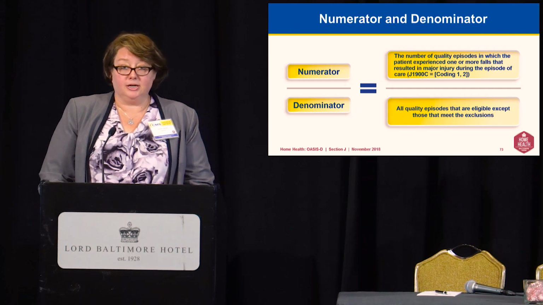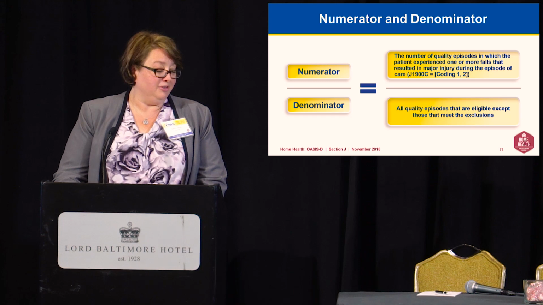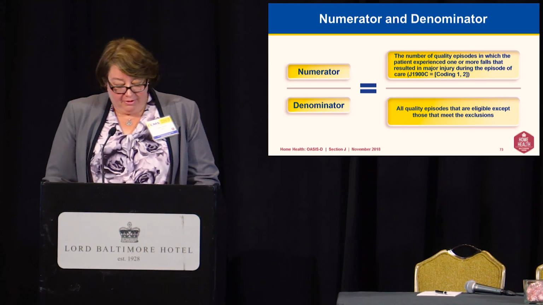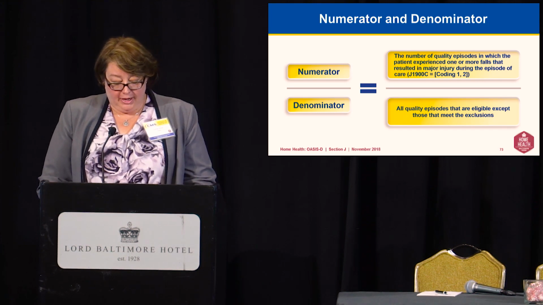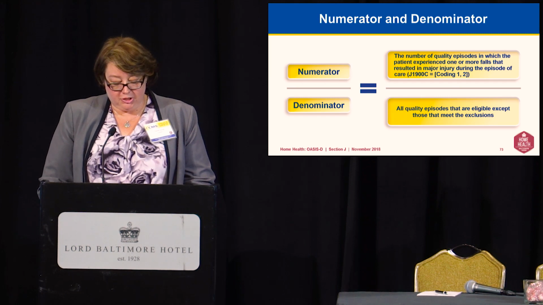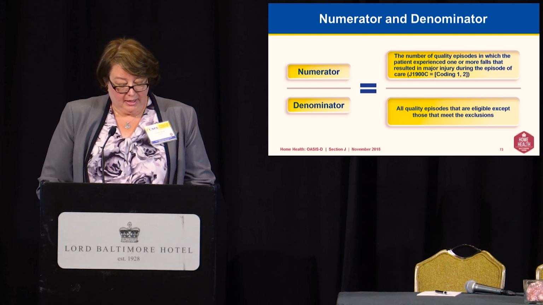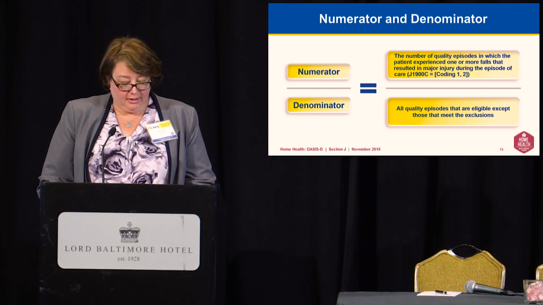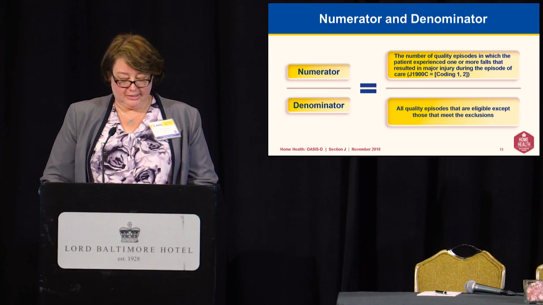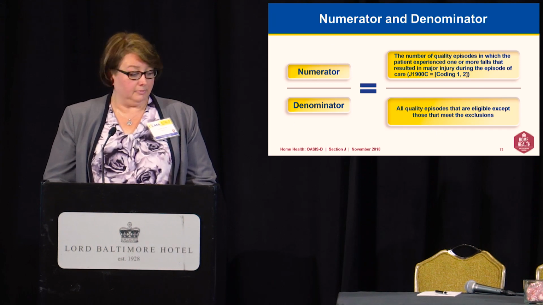So to understand the formula for it, we're going to look at the numerator over the denominator. Whew, getting tongue-tied. The numerator being the number of quality episodes in which the patient experienced one or more falls that resulted in major injury during the episode of care. And again, this is J1900C, right? And that will be divided by the denominator, which is all quality episodes that are eligible except for those that meet the exclusion. So let's look at some of those exclusions.